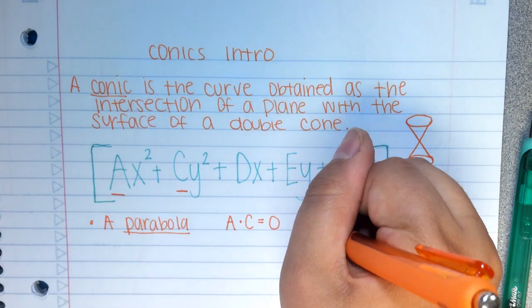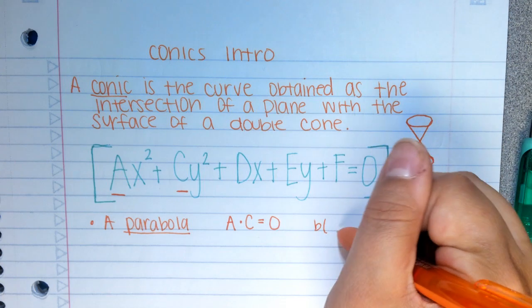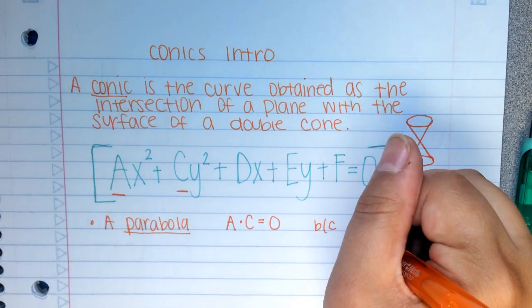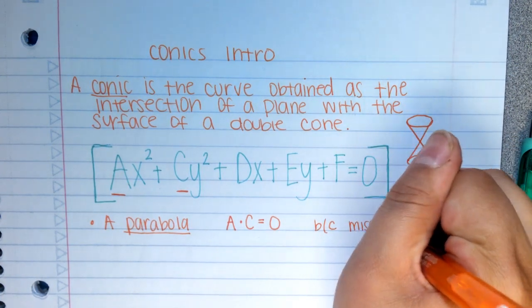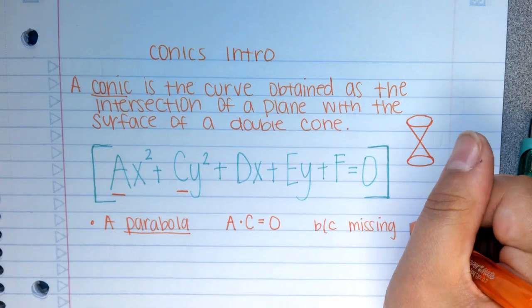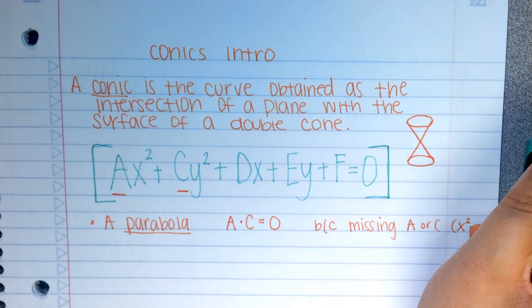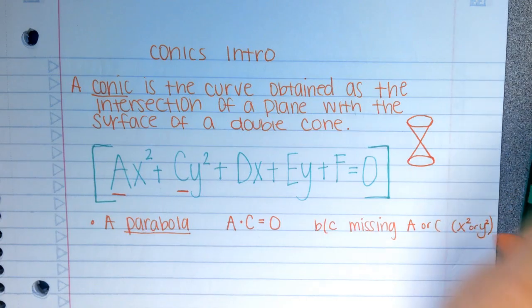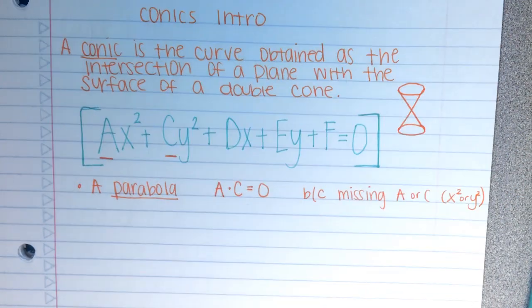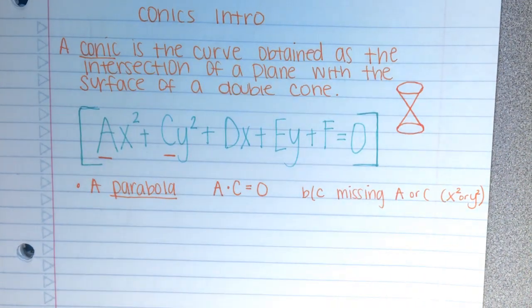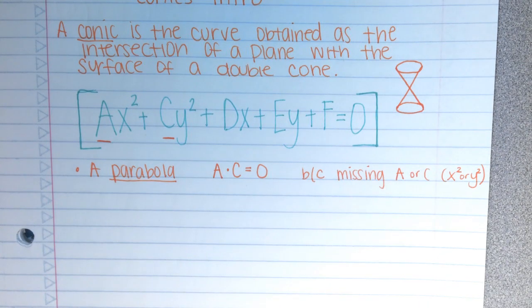So, it is A times C equals 0 because it will be missing A or C. It'll be missing x squared or y squared. And that's how you know an equation is a parabola. If it's missing x squared or y squared, that's what you have. Questions?